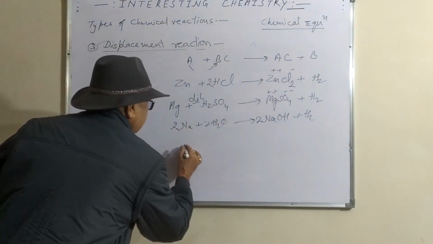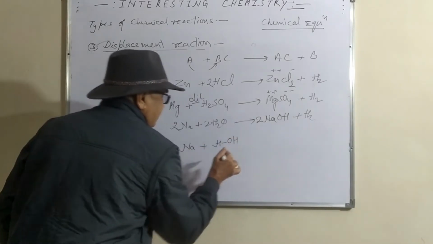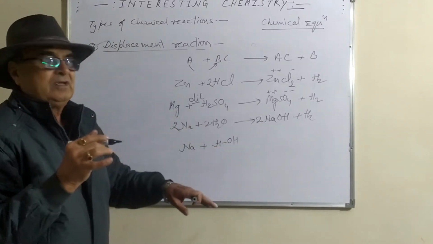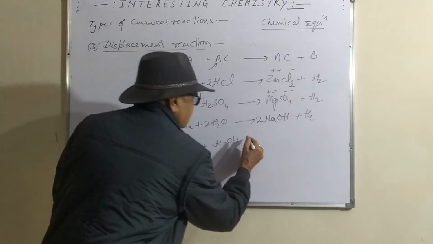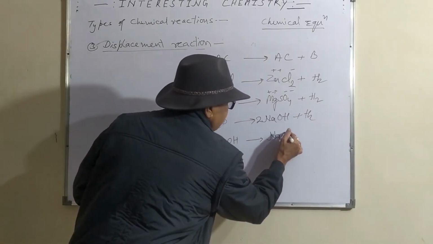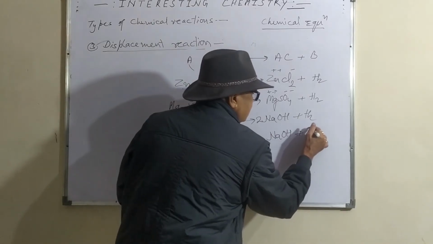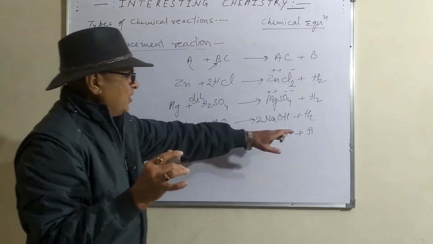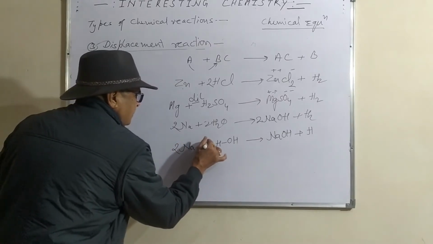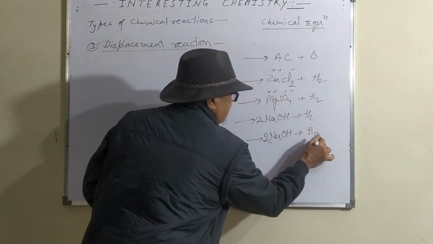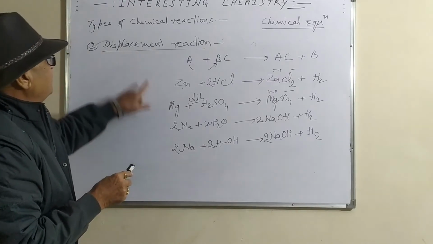Suppose this is Na, and the H2O is here in this way. H2O you can write in this form, HOH. So Na will replace hydrogen. So here the formula of sodium hydroxide is NaOH, and H will be replaced here. Again, you have to show this hydrogen in the molecular form, so you can double all the equation: 2Na plus 2H2O gives 2NaOH plus H2. So it is also a displacement reaction.